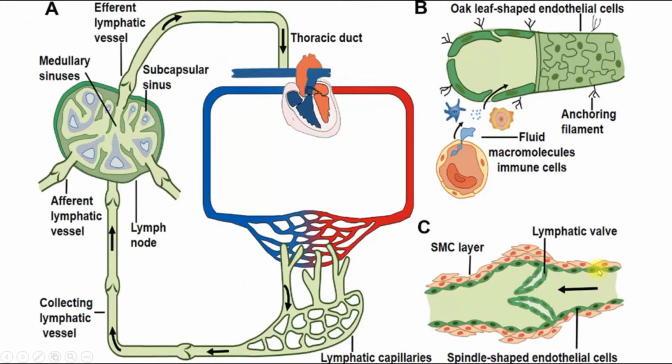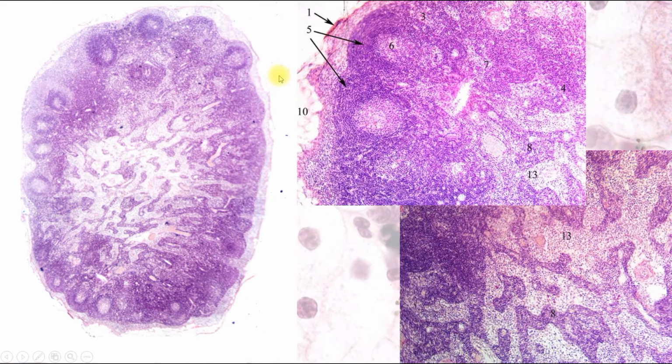And we can see the structure of the lymph node. And now we can see that dirty lymph goes from the tissues, undergoes filtration in the lymph node, goes to the efferent lymphatic vessel, and goes to the thoracic duct where lymph is mixed with venous blood. And here we can see a histological slide which shows us the microscopic structure of the lymph node.